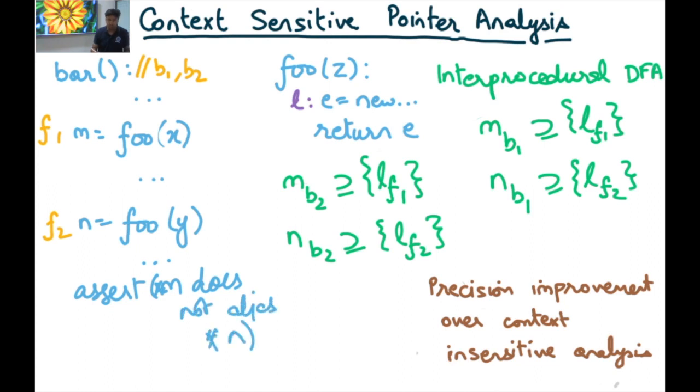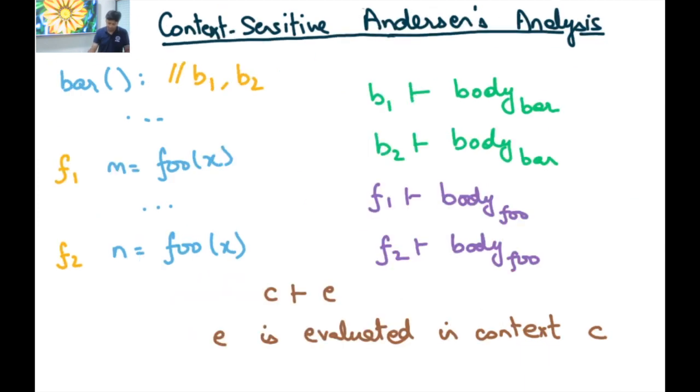Now this assertion was not statically possible to ensure with the context insensitive analysis, because in a context insensitive analysis we would have said, hey, they can both point to allocation site L objects. But in a context sensitive analysis we are saying M can point to abstract object LF1, and N can point to abstract object LF2. They are separate abstract objects and disjoint in the objects that they represent, and that's why the accesses through those two pointers cannot alias. This is how the precision improvement happens.